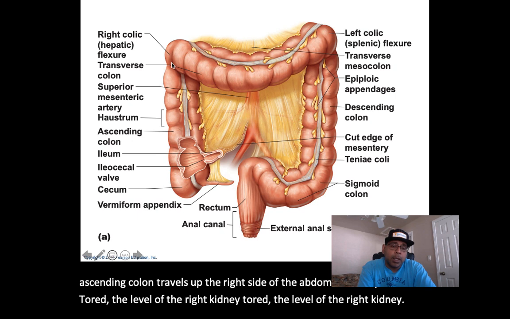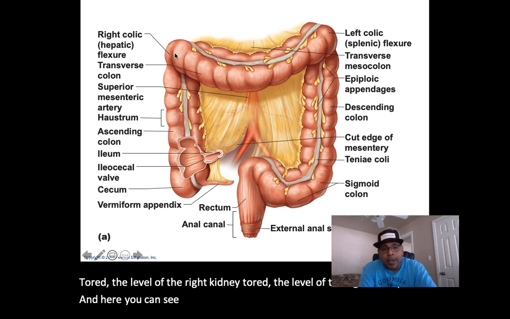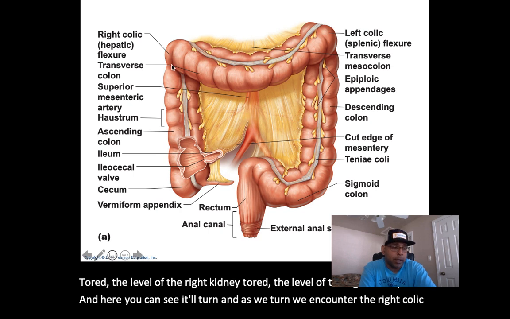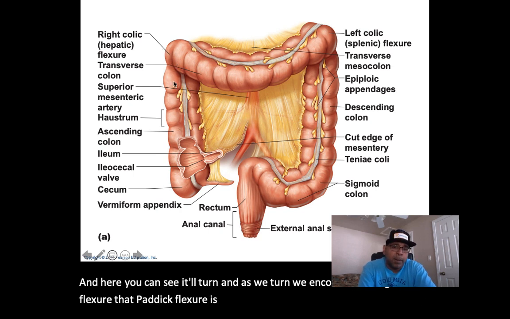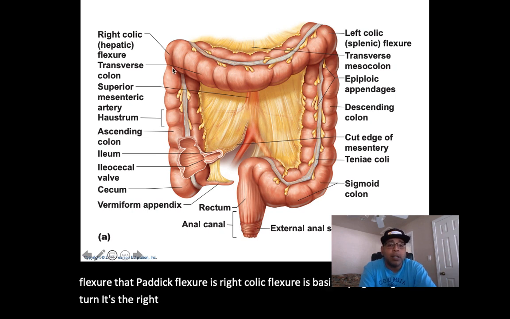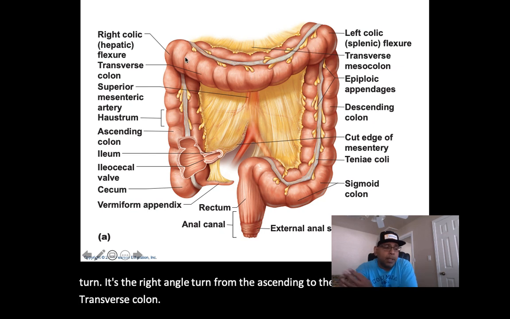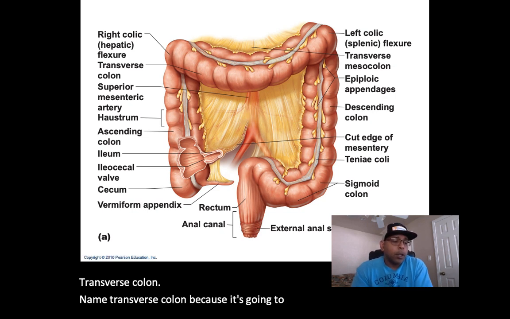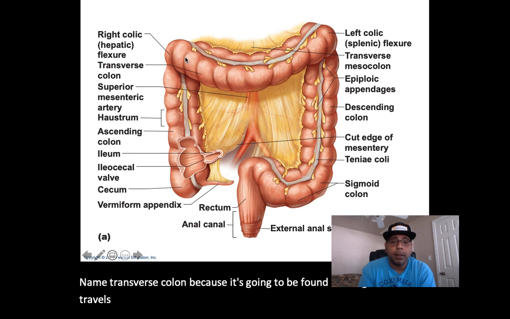And then here you can see it'll turn, and as we turn, we encounter the right colic flexure, the hepatic flexure. This right colic flexure is basically a right angle turn from the ascending to the transverse colon. Transverse colon, named so because it's found running transverse. It travels transverse across the abdomen.